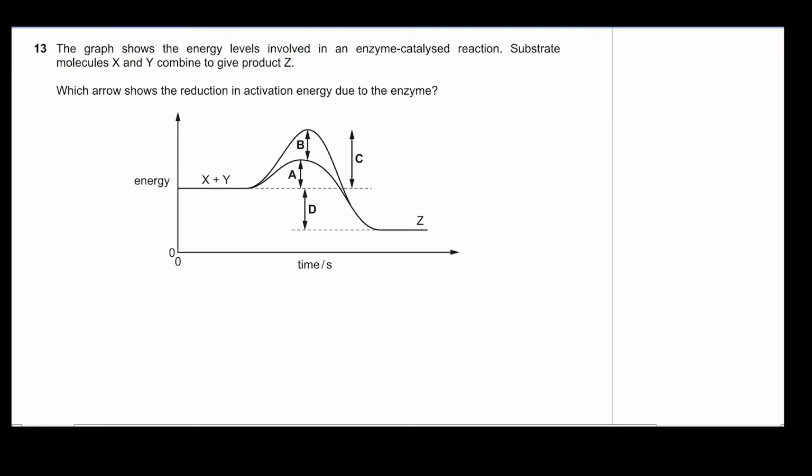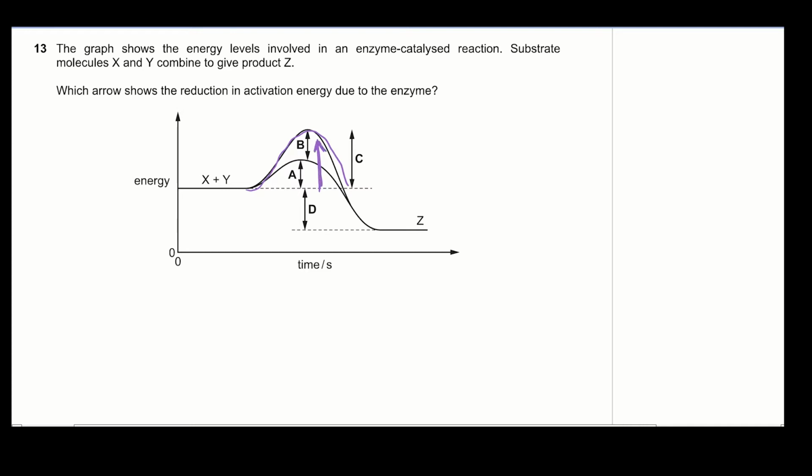The diagram shows the energy levels involved in an enzyme catalyzed reaction. Substrate molecules X and Y combine to give product Z. Which arrow shows the reduction in activation energy due to the enzyme? So a rule that we all must know is this. All of this represents the activation energy.